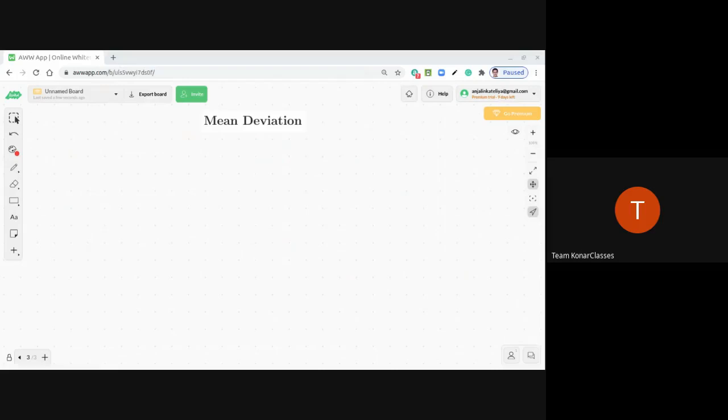Deviation means how it is different from a fixed value. Then it's called deviation. For example, suppose the highest mark in an examination is 90. Then if we calculate the marks of the other students, how are we going to calculate it?